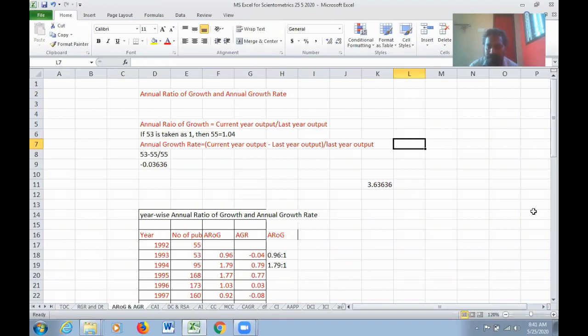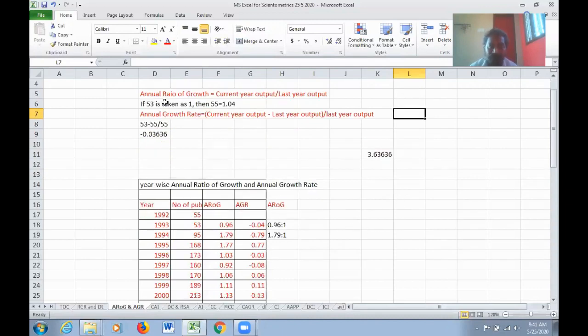Before I proceed, I would like to seek your apology, because there is a small correction or error in the calculation of annual ratio of growth and annual growth rate, which I found out. So you just forget about whatever we discussed in the last session, and you take into account this formula for calculating annual ratio of growth and annual growth rate. The formula for annual ratio of growth is current year output divided by last year output.